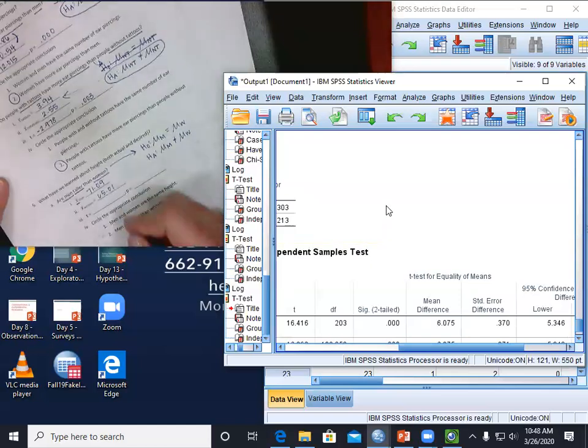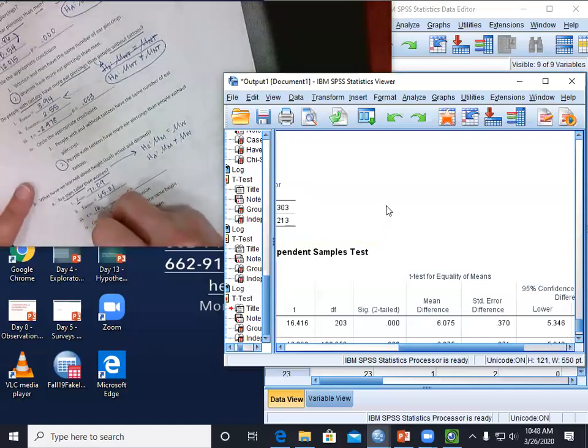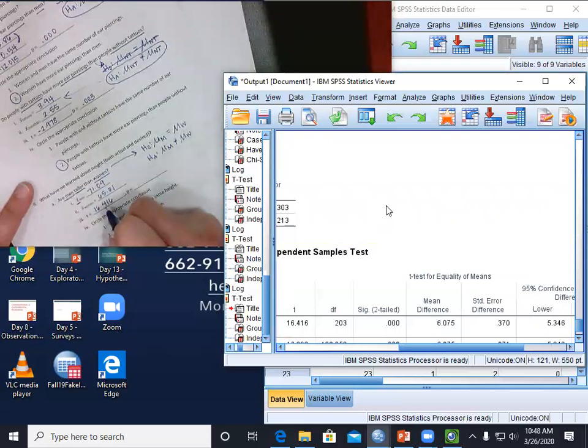Because there was a big difference between the men and the women in the sample, we see a big t-statistic, all right? Remember that the t-statistic summarizes the magnitude of the difference between the means of these two groups in the sample. So because we saw a big mean difference here, we see a big t-statistic of 16.416. And because our t-statistic is big, we get a small p-value.